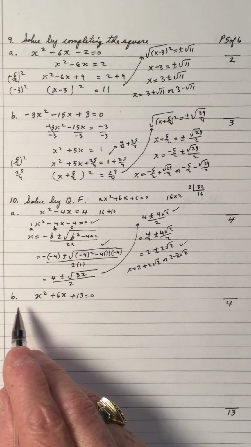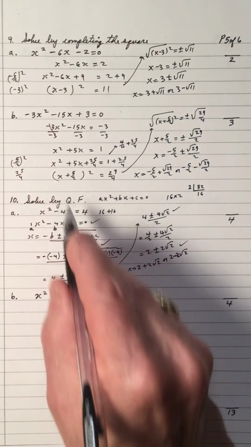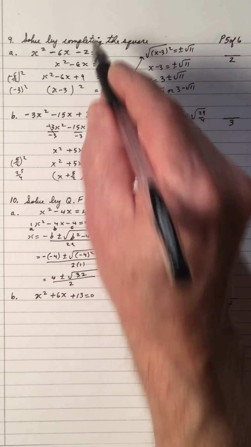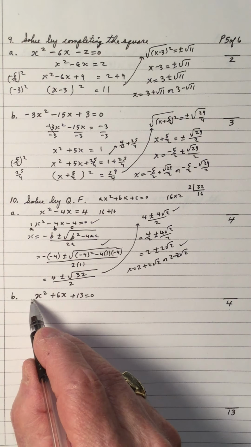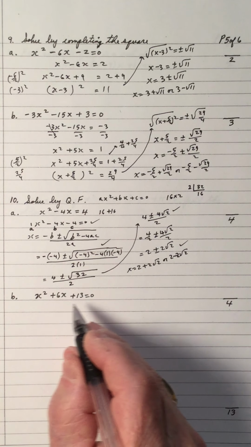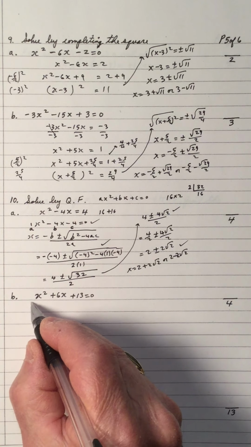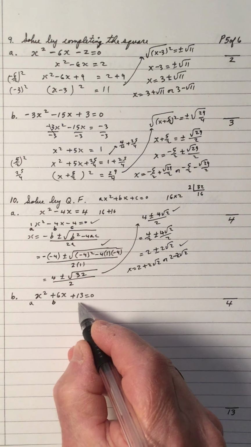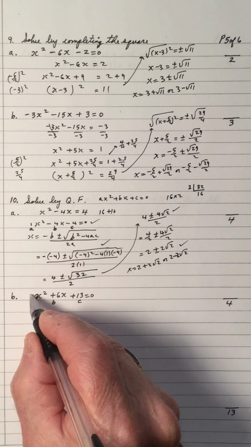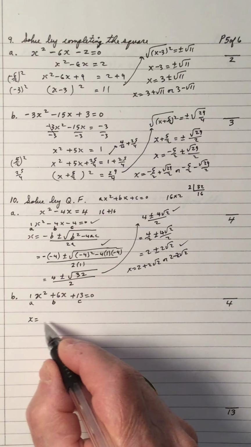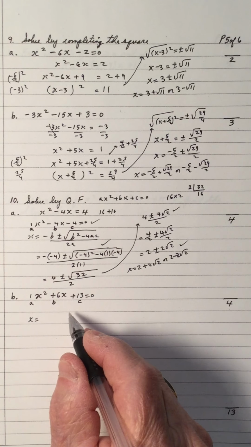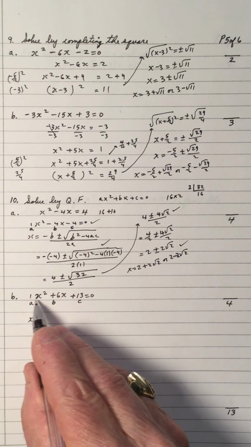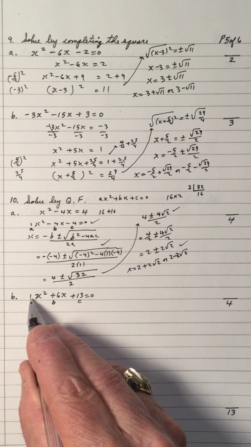B, solved by the quadratic formula. I was going to look up there then. So we have it in the right order. A is 1, B is 6, C is 13. So in the quadratic formula, as long as we have ax squared plus bx plus c, it makes no difference, as long as we have it in this form where a is positive.